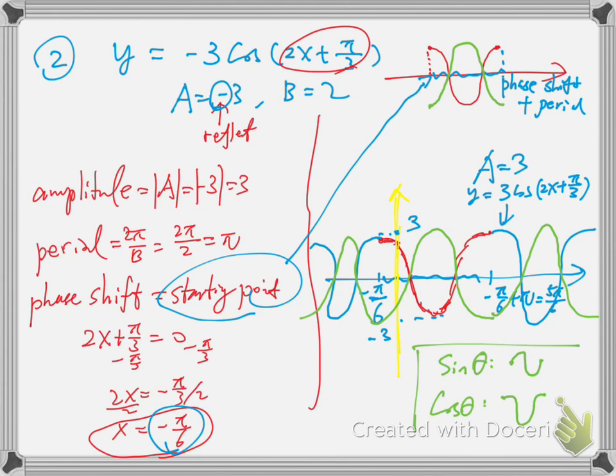For the graph part, you have to show me these 3 numbers and then draw the graph: starting point, phase shift, period, and amplitude.